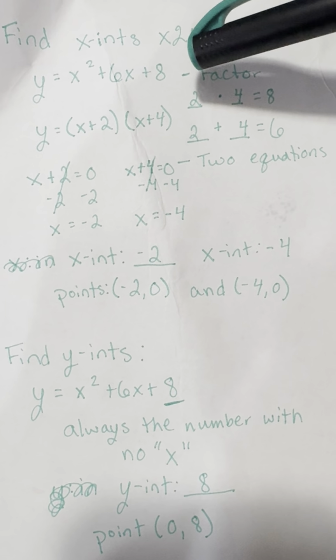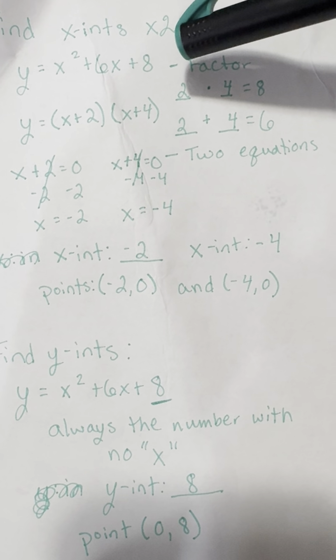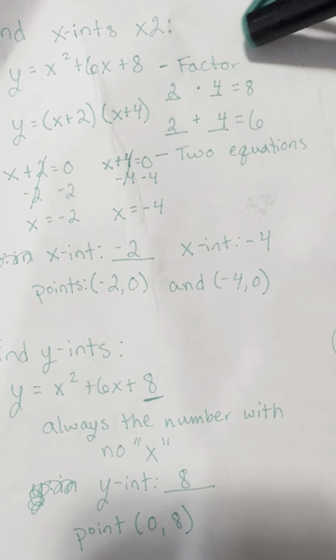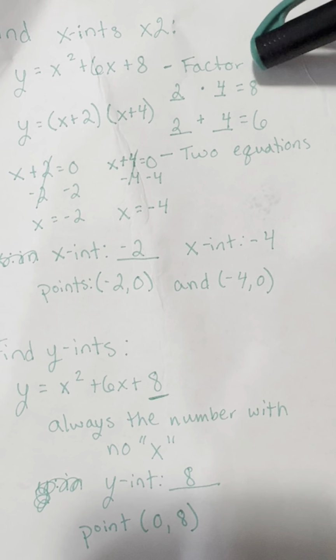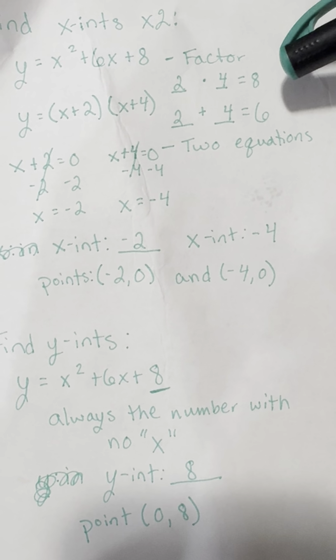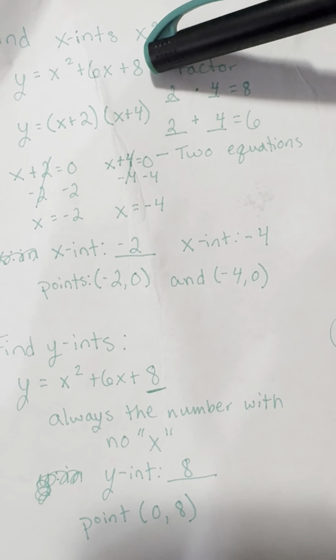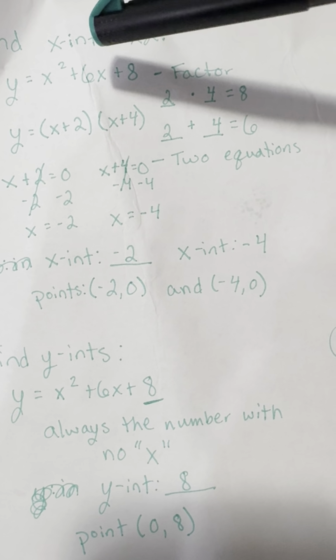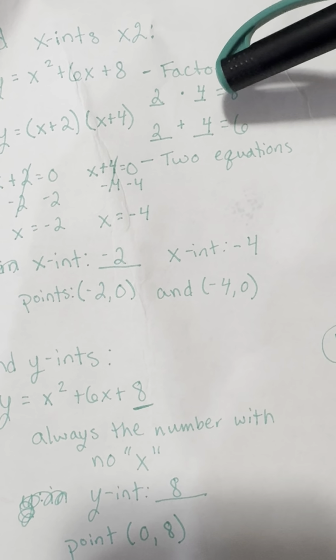So our equation is y equals x squared plus 6x plus 8. We are going to start with factoring. We should be pretty familiar with this now. We've been doing it for the last 3 units. So we're going to find something that multiplies to 8 and adds to 6. I went ahead and found this for you.